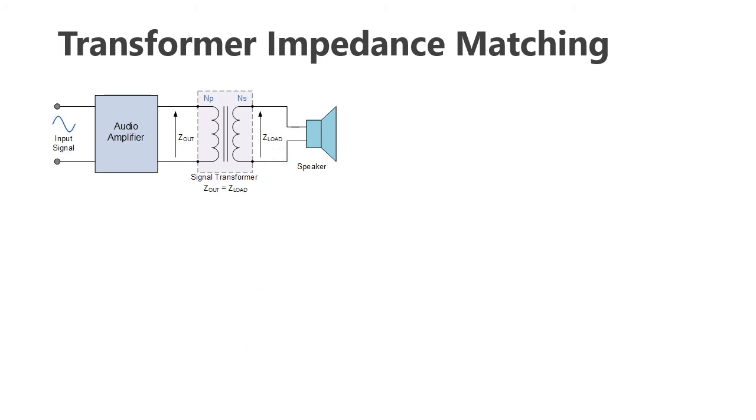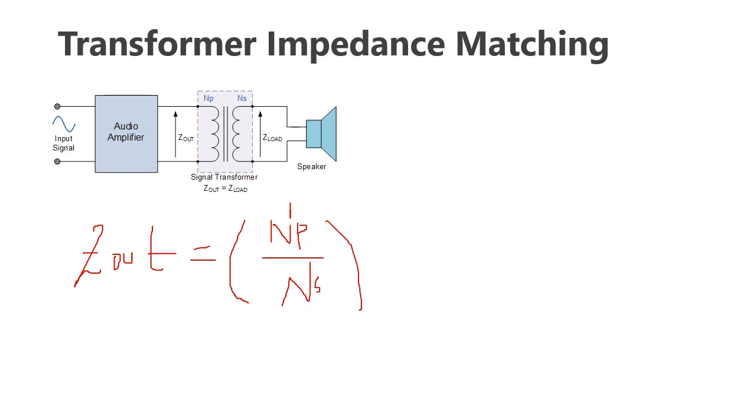So there is an equation here: Z out, the output impedance, equals NP over NS, where NP means primary turns and NS means the secondary turns of the transformer, squared, into the load impedance, Z load. So by varying the transformer turns ratio, the output impedance can be matched to the source impedance to achieve the maximum power transfer. I will show you with an example question.